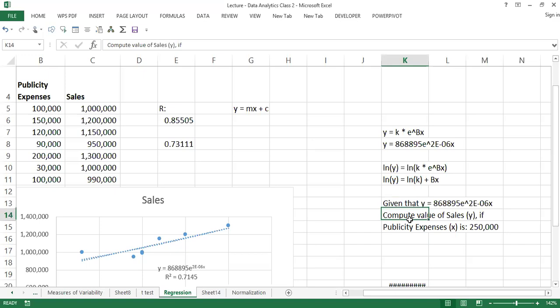So you try your hands on this problem. Given that y is equal to 86889 e to the power of 2e minus 06x, compute the value of sales, that is the dependent variable, when the publicity expenses is 250. So what would the value of sales be? Just try your hands on that. Let's see.